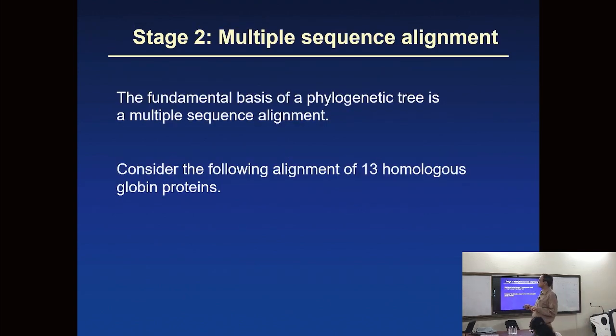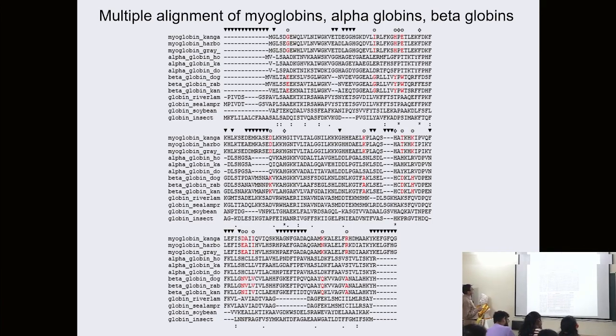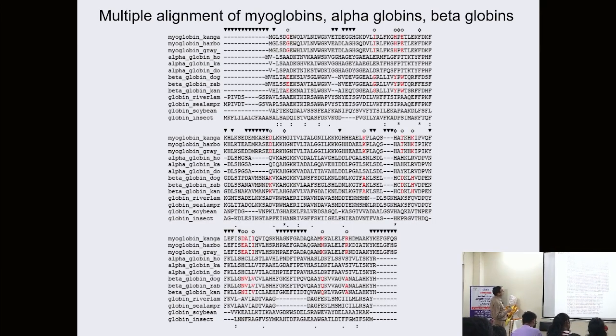The fundamental basis of a phylogenetic tree is a multiple sequence alignment, and we did that. We learnt about multiple sequence alignment, different methods that are used for aligning multiple sequences. Consider the alignment of 13 homologous globin proteins: myoglobins, alpha globins, beta globins, coming from different organisms. I can see dog, KAN is what? Kangaroo, or I don't know actually, soybean and so on, from many different organisms.